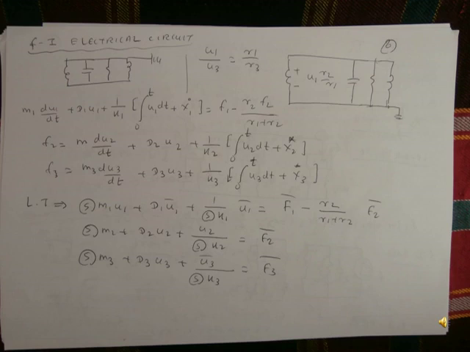Now the lever transform has an equivalent circuit. The common resistor and capacitor are in the equivalent circuit, U1 by U3 equals R1 by R3. And M1 dU1 by dt plus D1 U1 plus 1 by K1 integration 0 to t of U1 dt plus H1 beta equals F1 minus R2 F2 divided by R1 plus R2.